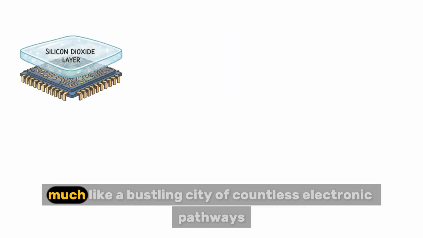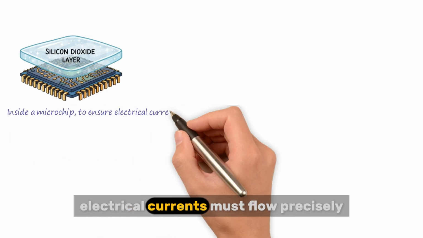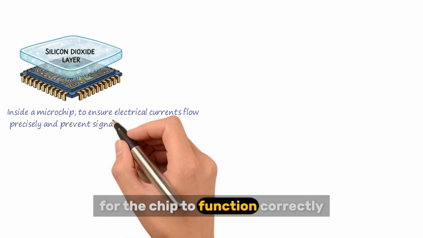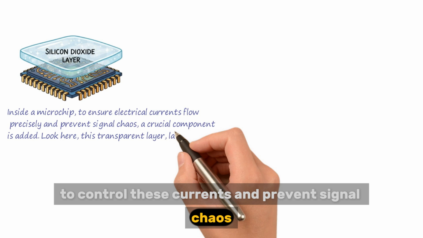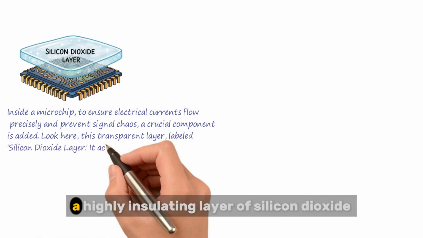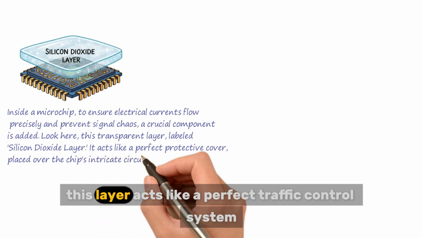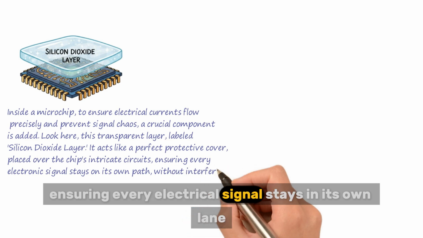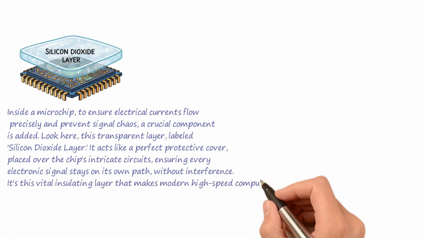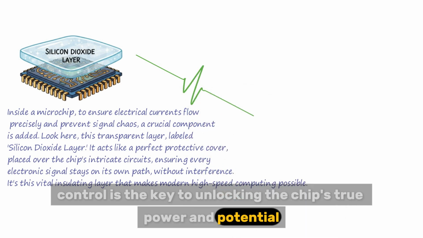Inside a microchip, much like a bustling city of countless electronic pathways, electrical currents must flow precisely for the chip to function correctly. To control these currents and prevent signal chaos, a crucial component is added, a highly insulating layer of silicon dioxide. This layer acts like a perfect traffic control system, ensuring every electrical signal stays in its own lane. This flawless control is the key to unlocking the chip's true power and potential.